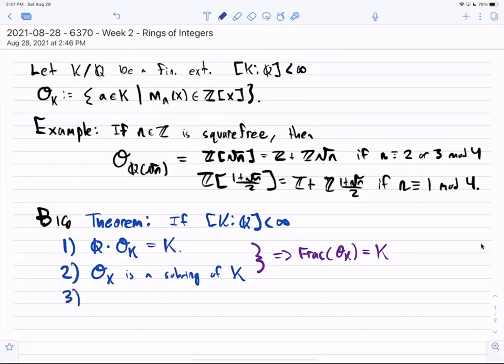So 3, O_K is integrally closed. I'll come back to that in a second and say more about what that means.